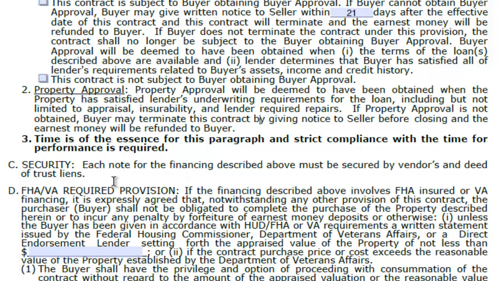Paragraph C here, it's just saying that whenever the buyer's buying the house, they're getting financing, that financing instrument that lays out these terms between the buyer and the lender, that's called a note or a promissory note. That never gets filed anywhere. But this is saying that that note must be secured to the property by a vendor's lien, by a deed, basically, is all it's saying. So some kind of deed. It's got to be secured to the property.